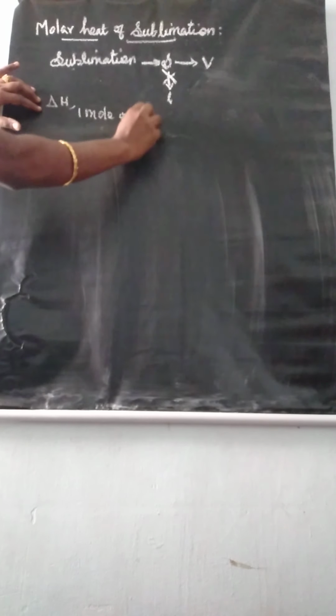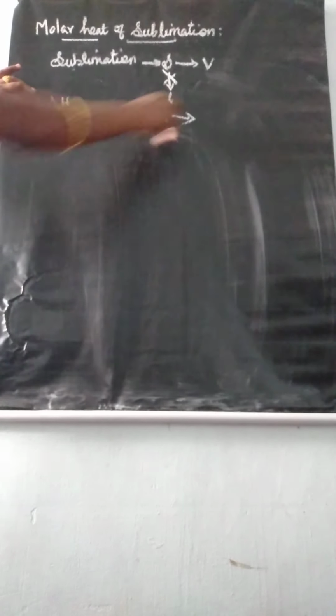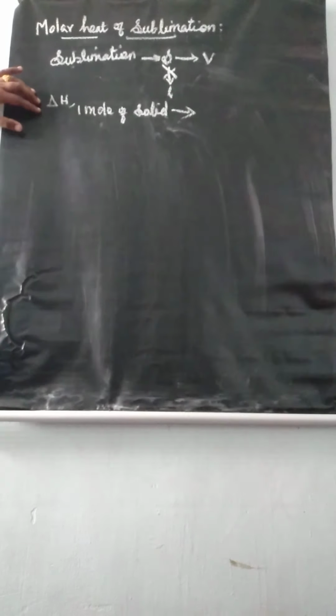So here also we can learn the same definition. Molar heat of sublimation means change in enthalpy when 1 mole of solid is directly converted to 1 mole of vapor. This is what we call molar heat of sublimation.